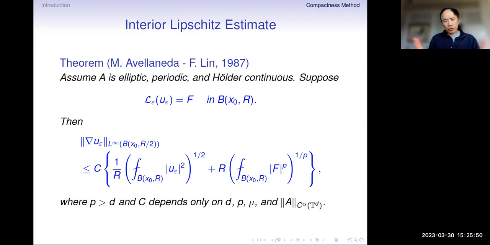and this is the interior estimate. Okay, so the L-infinity norm of the gradient of the solution on a ball of radius r/2 is controlled by the L2 average of the solution divided by r, plus r times the L^p average of f. This r here is just a scaling factor.